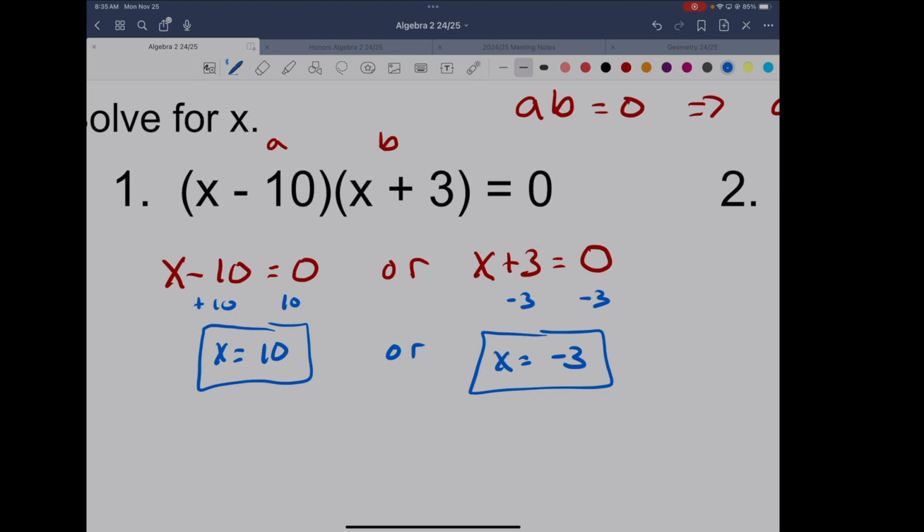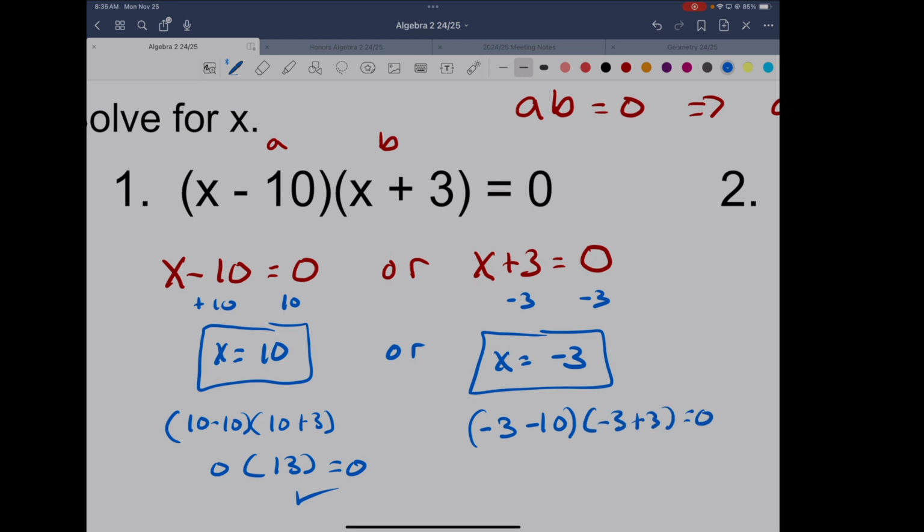If x is 10, that gives me 10 minus 10 times 10 plus 3. 10 minus 10 is 0, 10 plus 3 is 13, and 0 times 13 is 0. So that works. If x is negative 3, that gives me negative 3 minus 10 times negative 3 plus 3. That's negative 13 times 0, which equals 0 as well. So both of those become our solutions with the zero product property.